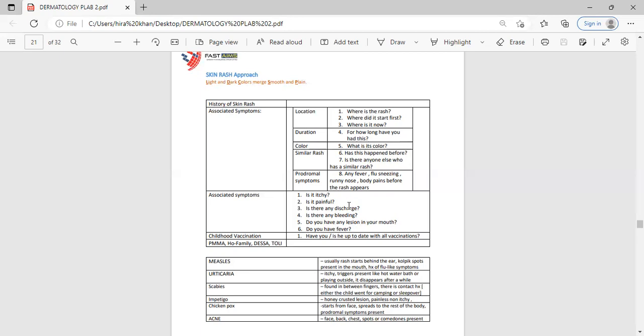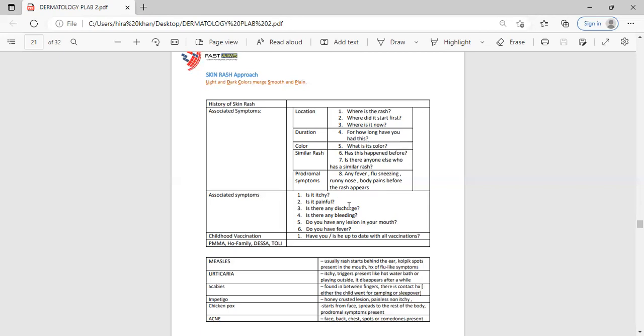For how long have you had this? What is the color of it? Has this happened before? And is there anyone else who has a similar rash? Because most of the time, a rash is something infectious, so you have to take the contact history. And then come the prodromal symptoms, very important here. If you miss any of these, you might miss the proper diagnosis. So please learn these points, as these points are very important to differentiate different DDs related to different rashes.